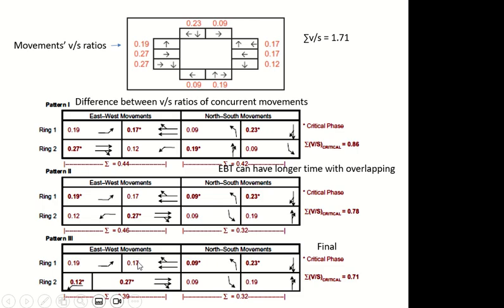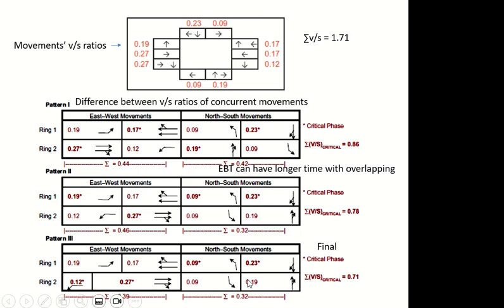So when you have overlapping movements, then you look at the sequence. This sequence gives me 0.36, this sequence gives me 0.39. So this sequence is more critical. Okay, so when you have overlapping movements, the sequence shows you which becomes critical, not movements.